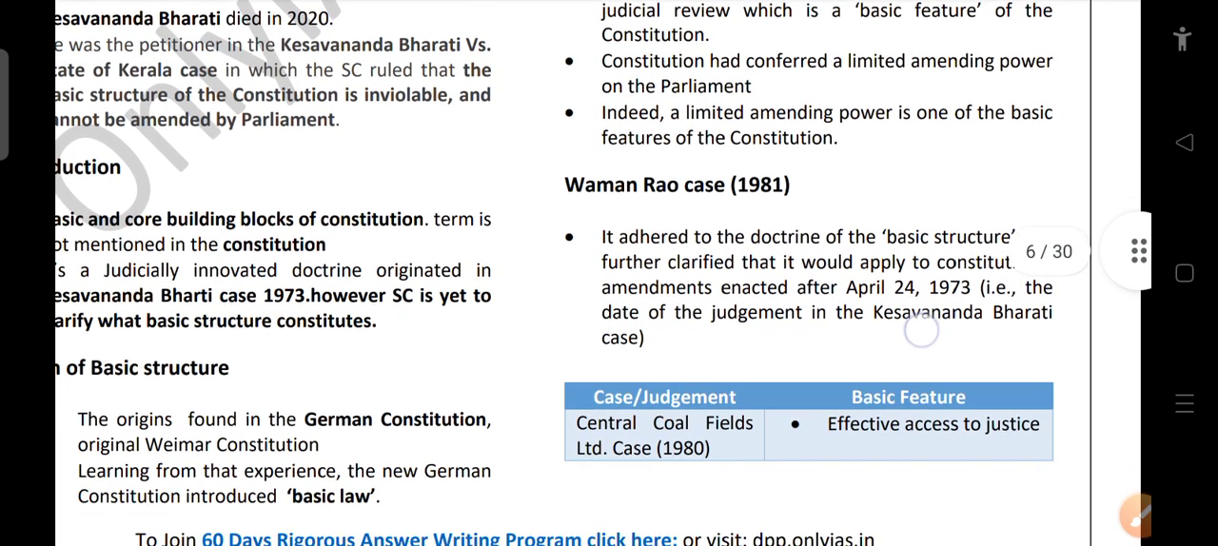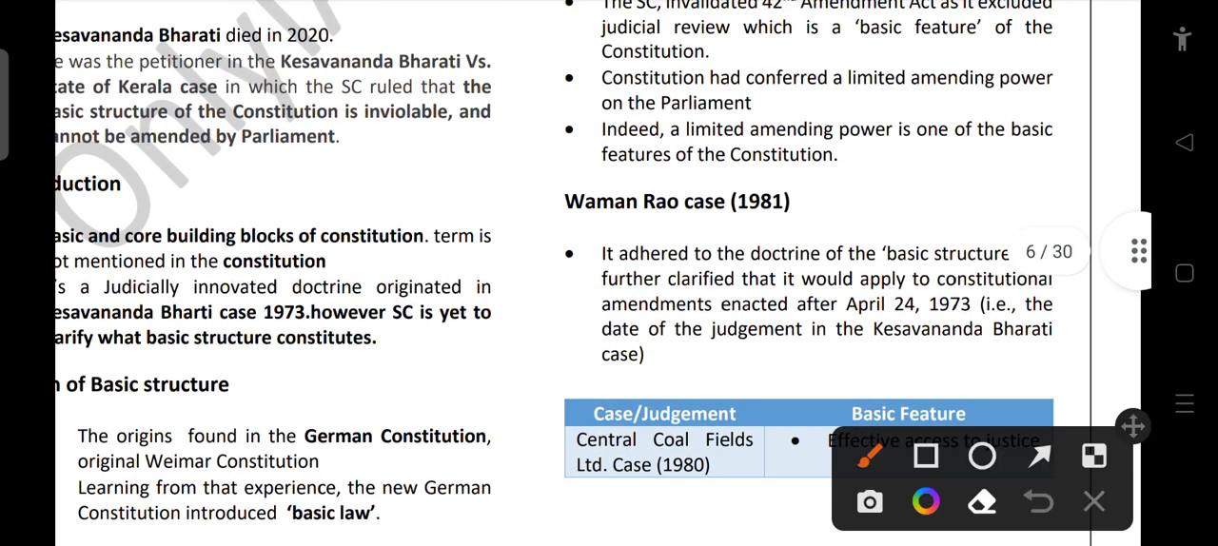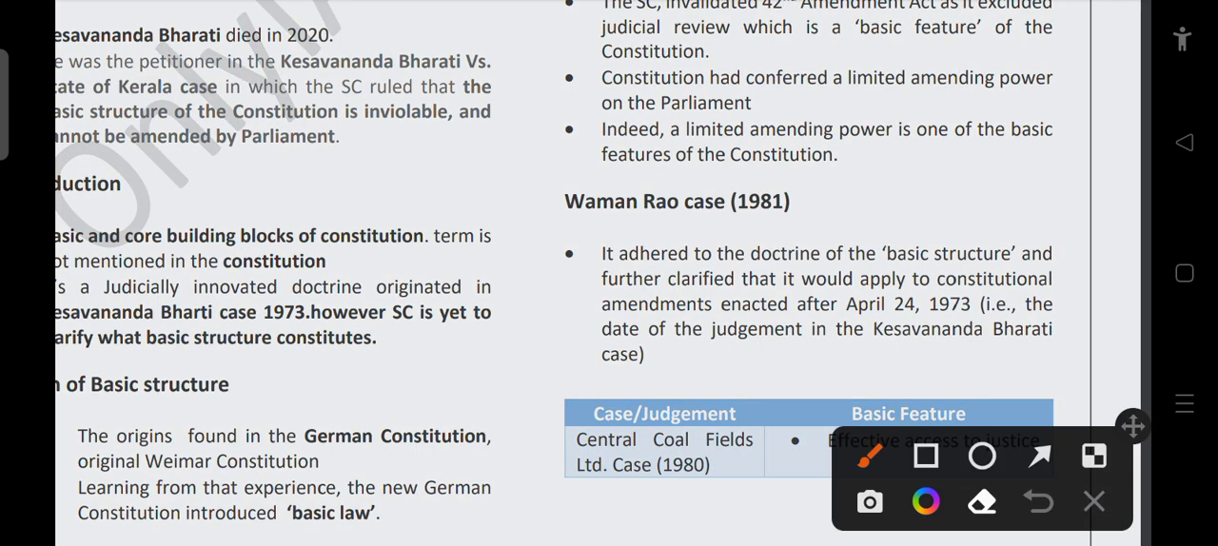And then in the Waman Rao case 1981, the Court adhered to the doctrine of basic structure and further clarified that it would apply to constitutional amendments enacted after April 24, 1973. So whatever amendment happened after April 24, 1973, the basic structure doctrine will apply and judicial review is mandatory. That is the date of judgment in the Kesavananda Bharati case.